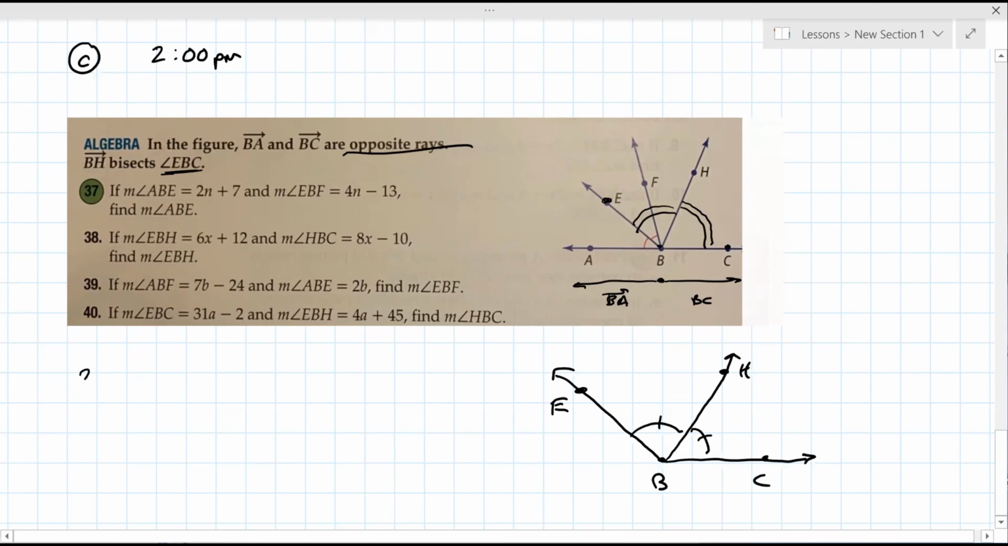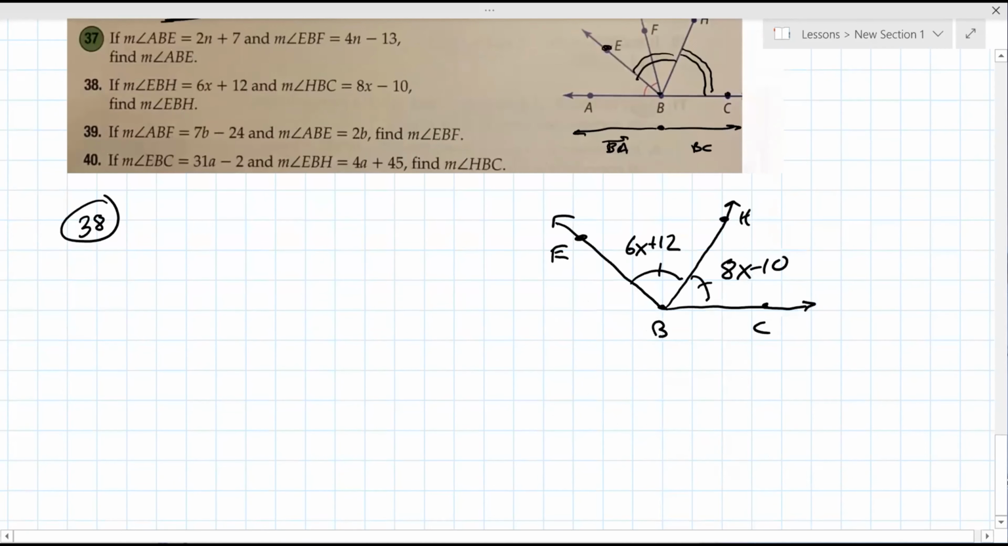So we're going to look at 38. And it says if EBH is 6x plus 12, and H to B to C is 8x minus 10, find the measure of E to B to H. Okay. So these angles are congruent, and these two algebra expressions are defining those angles.